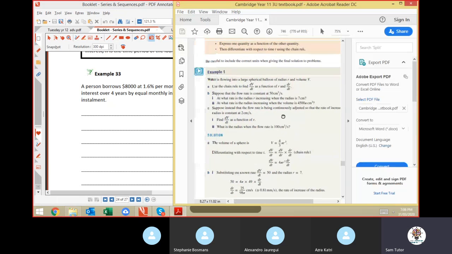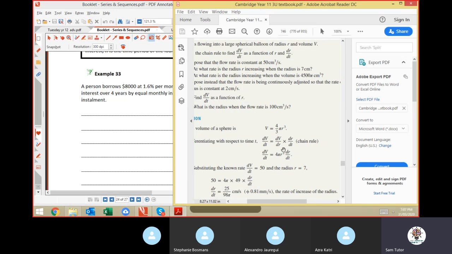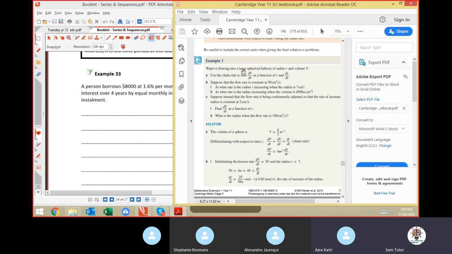Okay. Read this. Use the chain rule to find dV on dt as a function of r and dr on dt. Yeah, it's literally what I was just telling you. I don't use these words, these words are confusing for everybody. dV on dt can be written as dV on something times something on dt. If you know it says dr, then you know that these two are going to be drs. And you know it's a sphere, so V equals 4 on 3 pi r cubed, which means dV on dr becomes 4 pi r squared.